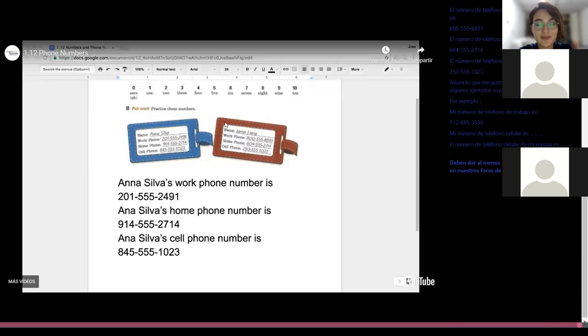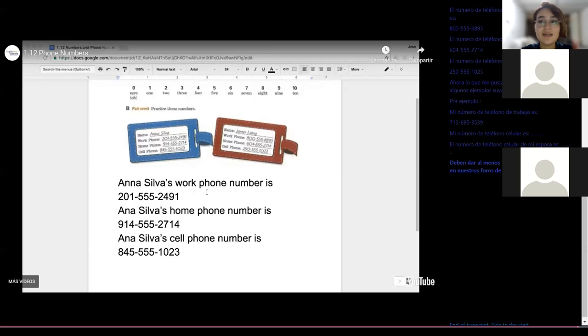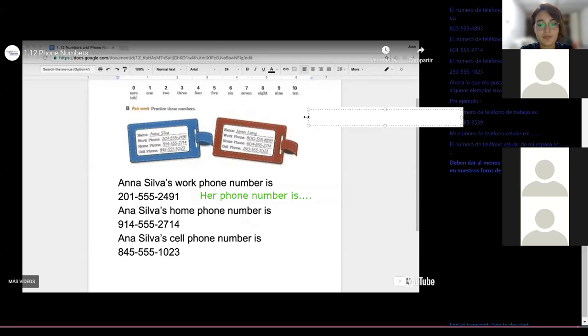Okay. So if we use the possessives for this example, if we're talking about Ana Silva's phone number, are we talking about his phone number, her phone number, their phone number? What would you say? ¿Qué dirían ustedes? Her, his, they? Si estamos hablando del número de teléfono de Ana Silva, she is feminine. Y estamos hablando del número de teléfono de ella. Right. Her phone number is... And her phone number, right? If we're talking about James Liang, el número de teléfono de James Liang, it would be his phone number. Exacto. Yes. Perfect.